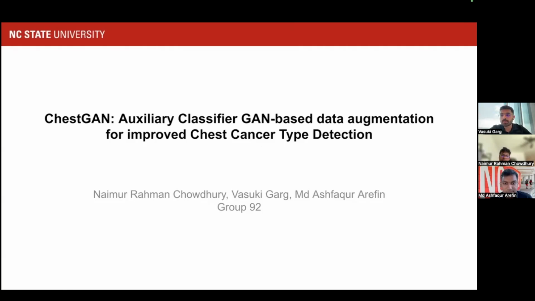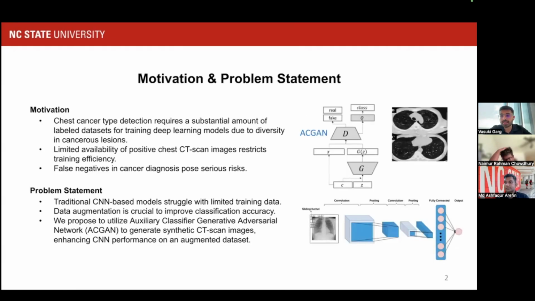Hello everyone, this is Group 92 and we are here to give the final presentation for our project, which is ChestGAN, Auxiliary Classifier GAN-based data augmentation for improved chest cancer type detection. So what is the problem and why does it need to be solved?